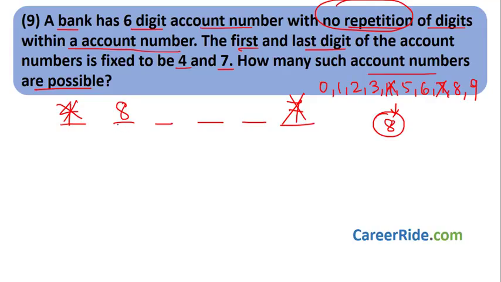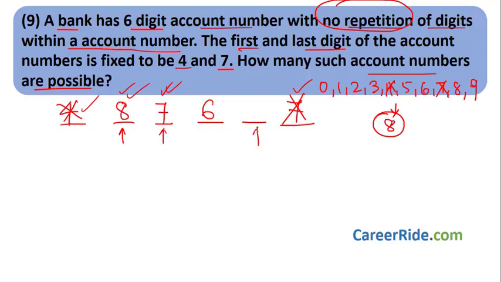For the second digit of the account number, we have 8 choices over here: 0, 1, 2, 3, 5, 6, 8, 9. Out of that, 1 digit gets used at the second place. So 8 minus 1, 7 choices are left. Again 1 digit gets used at this place, so only 6 digits are left, because out of 10, here 1 digit is taken, here 1 digit is taken, here 1 digit is taken, here 1 digit is taken.